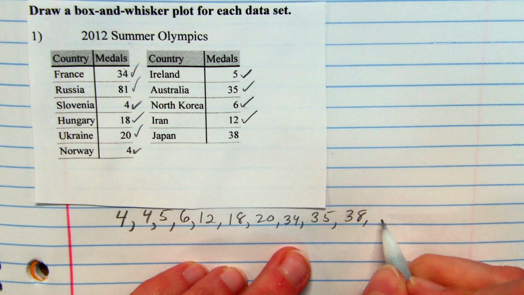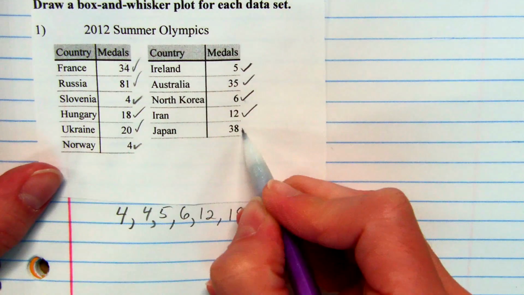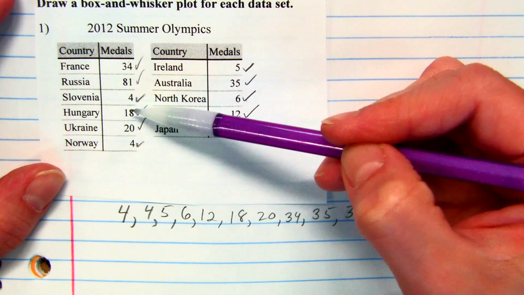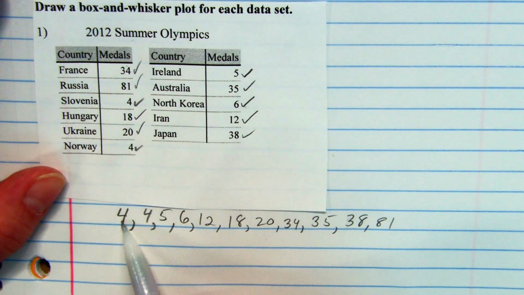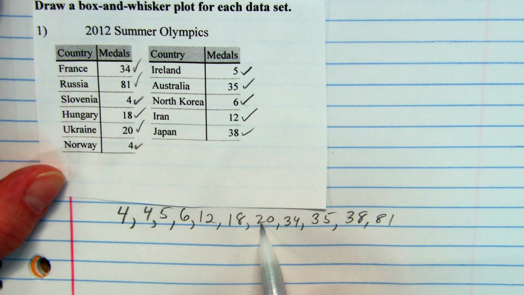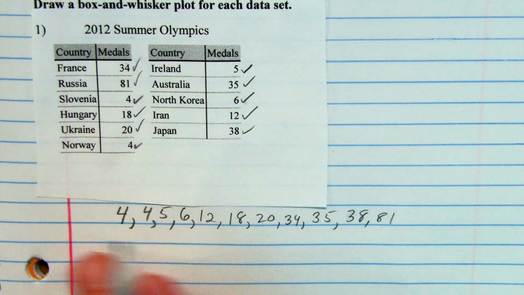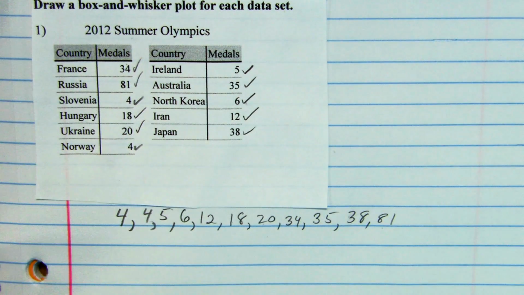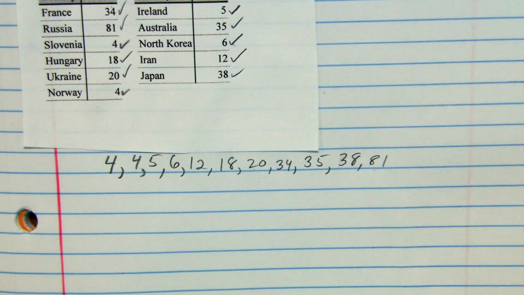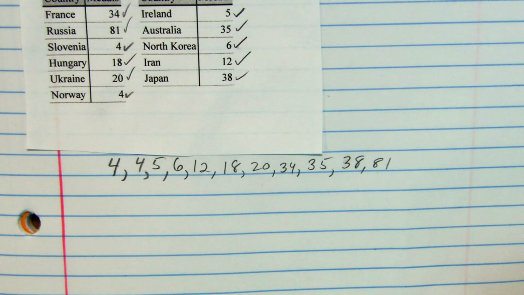So what I always do when I'm done, because I do that a lot, is I'll go through and count. There's 1, 2, 3, 4, 5, 6, 7, 8, 9, 10, 11 numbers. Make sure I've got them all written out. If they repeat, you just have to write them more than once. Okay? So the numbers that we need to make a box and whisker plot.